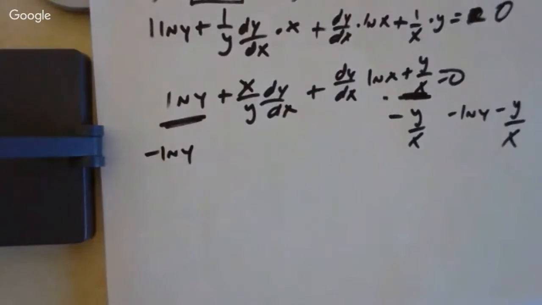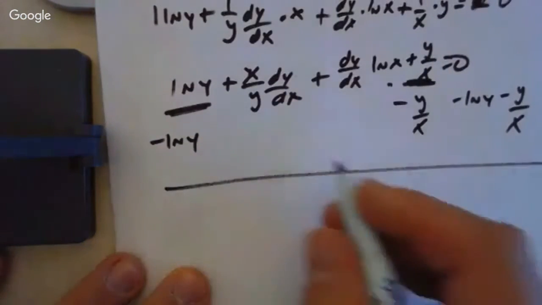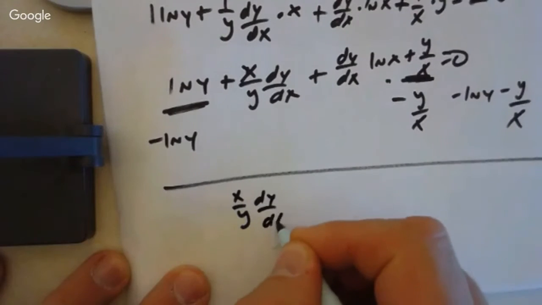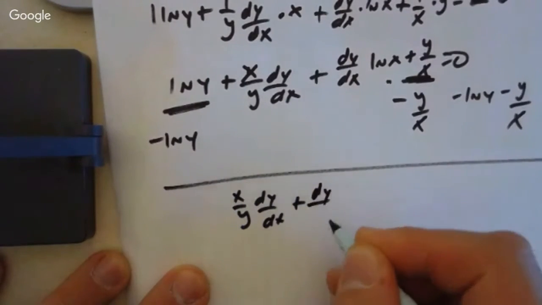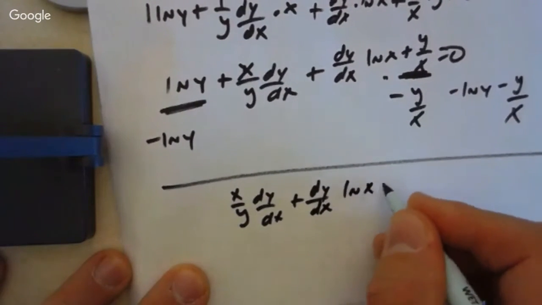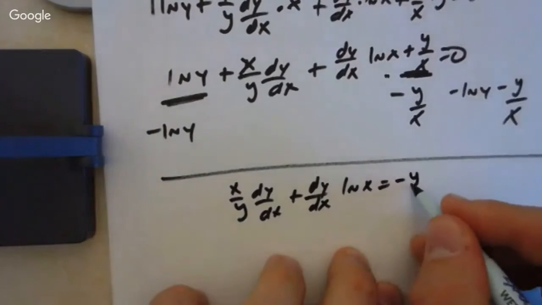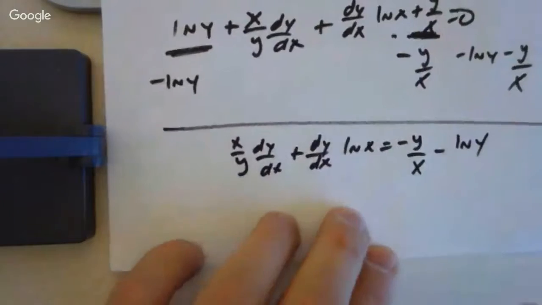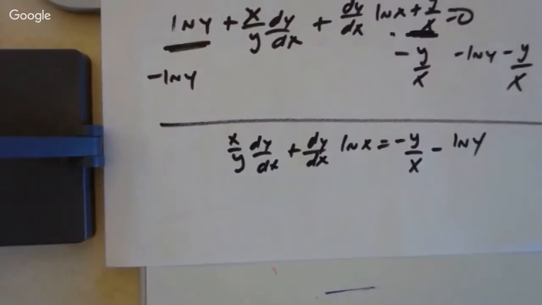I haven't talked about that. Questions on why I do that? You remember doing this last year? Okay, yeah, this is just algebra tediness. This is nothing challenging, just tedious. So I've got x over y dy/dx plus dy/dx ln x is equal to negative y over x minus ln y. I don't know why I wrote that one first, but I did. Could I take a negative out of that?